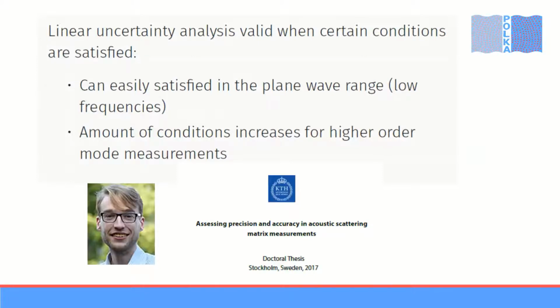And then this linear uncertainty analysis, the multivariate analysis, is valid when certain conditions are satisfied. If you talk about the stacked application, for the plane wave range for low frequencies, it can be used. But if we go for higher order mode measurements, such as those Mats talked about earlier, then it tends to be too difficult, and you have to resort to numerical techniques. And one guy who analyzed this was Luc Perlings.